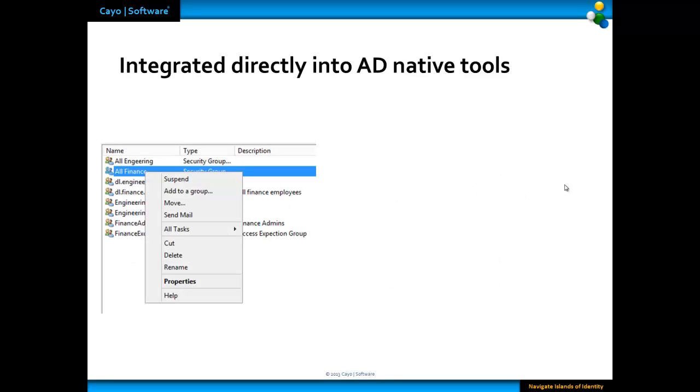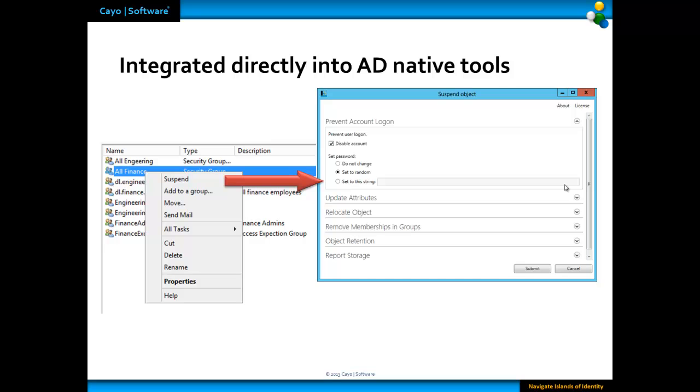So how does this work? Well, it's very, very simple. Once it's installed, we integrate directly into the native tools. So all you have to do is find the object that needs to be suspended, right-click the object, and there's a new menu called Suspend. Now we do this without any kind of schema extensions required. Once Suspend is selected, a dialog is presented, and you now have all of those policies in place.